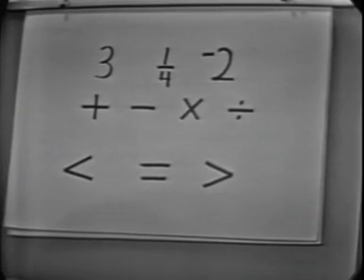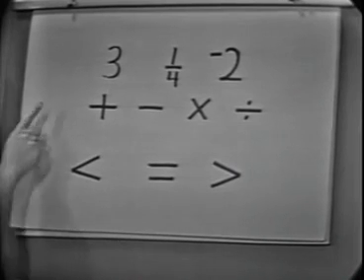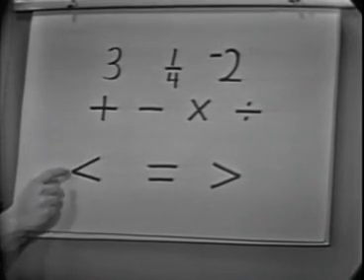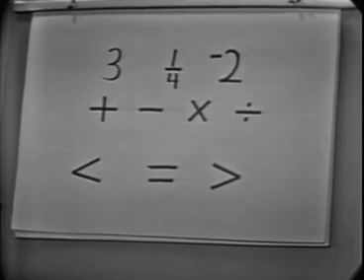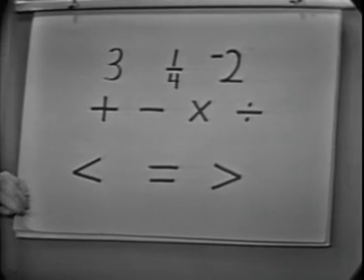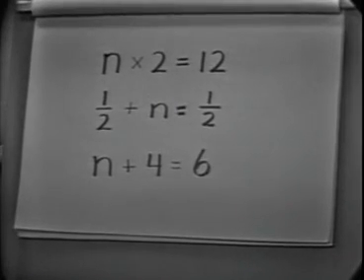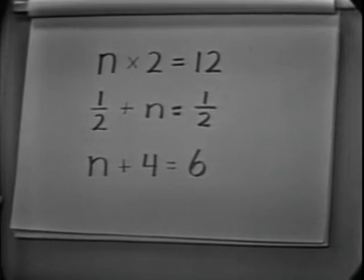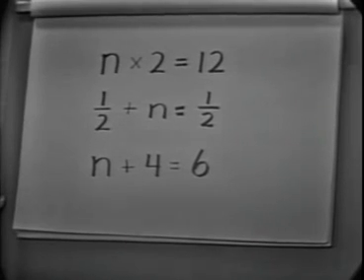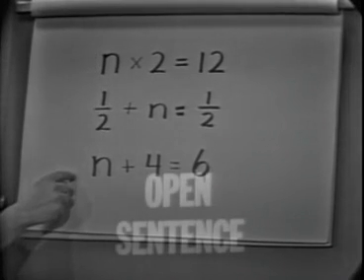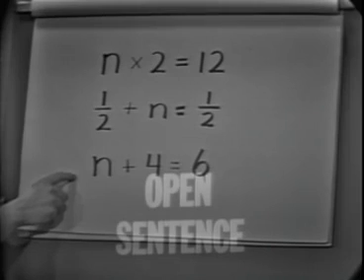Throughout this series we've made use of symbols. Symbols for number, for operation, for relationships. We have used these symbols to express certain mathematical ideas. Some of the sentences we have used are called open sentences. These are sentences which are neither true nor false, but express a condition which may or may not be satisfied by a suitable replacement. The sentences displayed here are called open sentences.